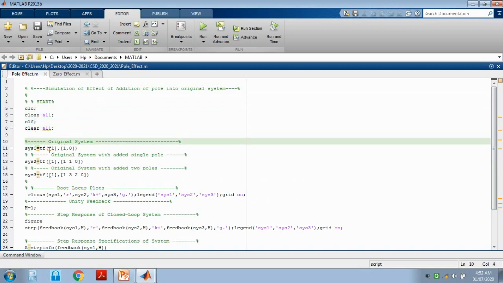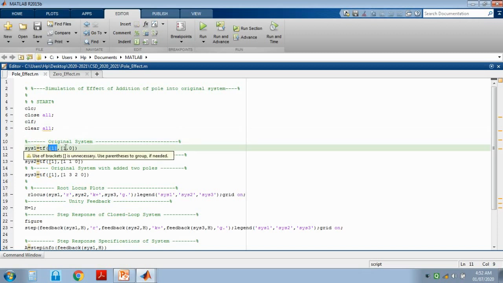Now in line number 11, I have entered the plant G(s) equal to K times 1 upon s into (s plus 1). So that is considered with variable system 1 equal to transfer function, the coefficient of numerator, that is 1, and the coefficient of denominator, that is 1 into s. So system 1 is equal to TF, which stands for transfer function in MATLAB, open brace, numerator coefficients in square bracket, comma, denominator coefficients in square bracket, close brace.